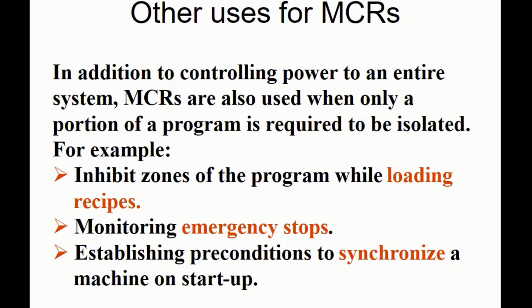All right, there's other uses to this idea of the MCR, fellows, in addition to controlling power for an entire system, and that system can be sectionalized. MCRs are also used when only a portion of a program is required to be isolated. For example, inhibit zones of the program while loading recipes, monitoring emergency stops, establishing preconditions to synchronize a machine on startup. So this is in addition to what we already saw, other ways that the master control reset instruction can be used.